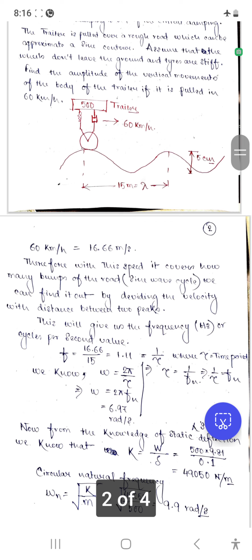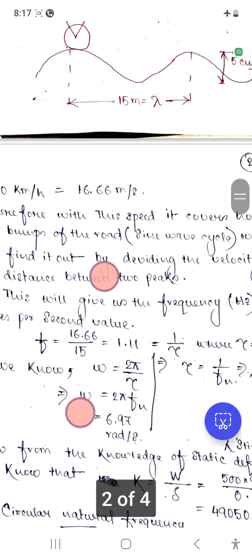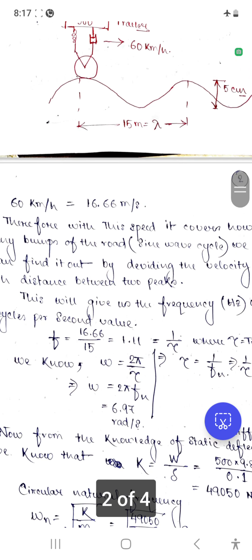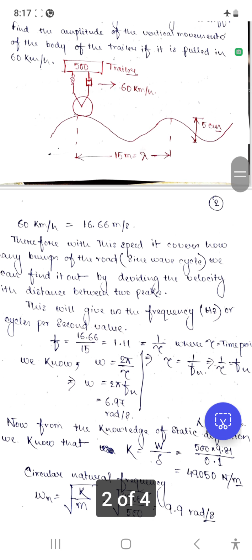Okay. So it is moving 16.66 meter in 1 second, and one cycle is 15 meter, so how many cycles is it covering, that we can find out by this. This will give us the frequency in hertz or cycles per second value. Obviously, cycles per second we shall get, which is hertz, f equal to 16.66 by 15. Where did 15 come from? Because I know one cycle is covering a span of 15 meter.